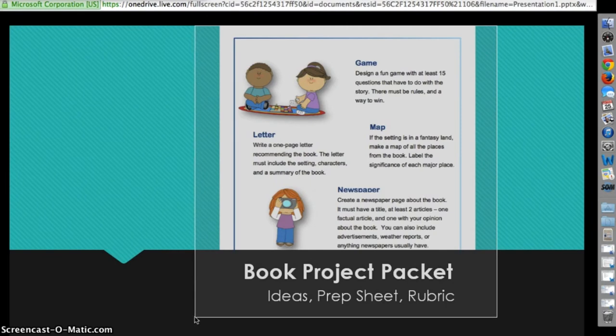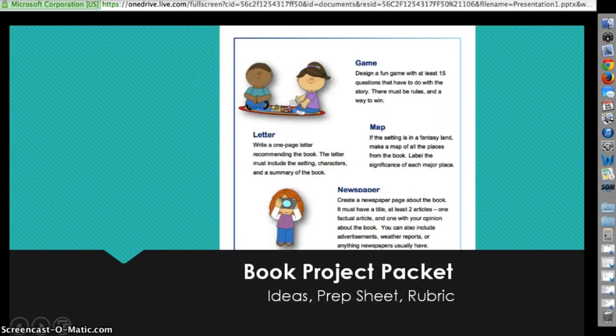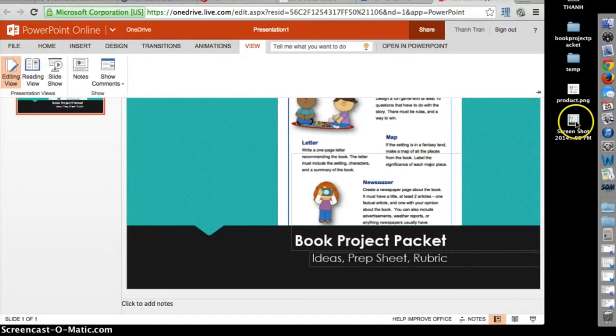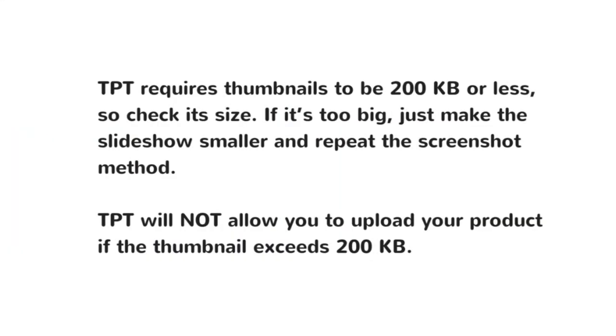Did you forget how to take a screenshot? Revisit the previous video. TPT requires thumbnails to be 200 kilobytes or less, so check its size. If it's too big, just make the slideshow smaller and repeat the screenshot method.